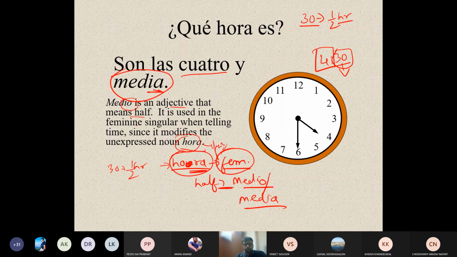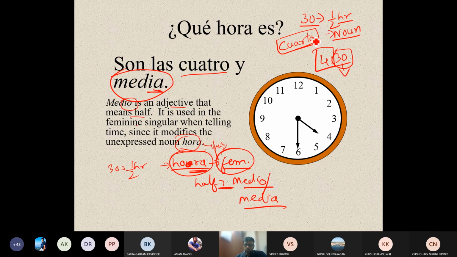Sir, I also have a doubt. Sir, cuarto is also masculine, right? Yeah, cuarto is masculine, but there it is not used with the hour. It is just used as quarter. It is not exactly referring to the hour, and it is basically a noun.